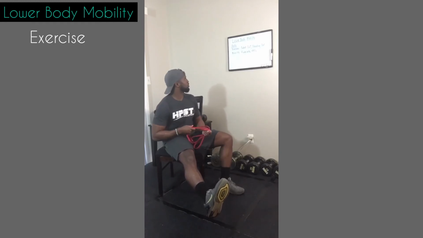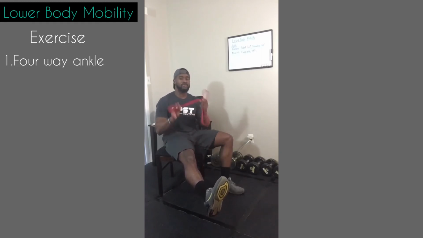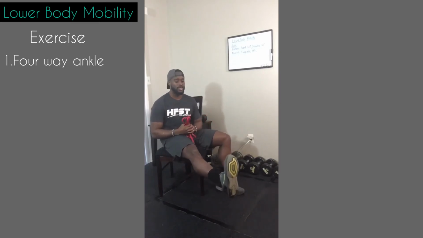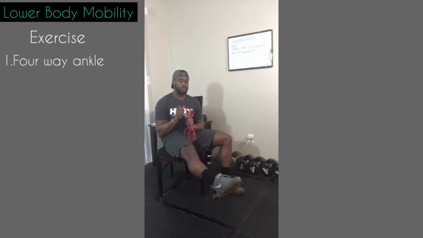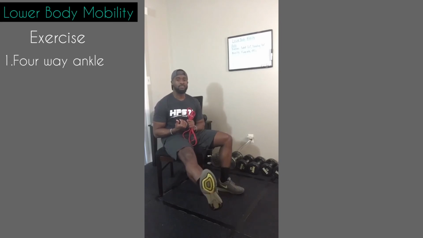All right, so the first one is going to be four-way ankle. I can do this without a resistance band, but I can also do it with it. I'm going to demonstrate without it. All you're going to do is go forward towards the ground, bring that toe back up towards the shin, go in, and then go out. So forward, back, down, in, out. And obviously I would do this on both legs.